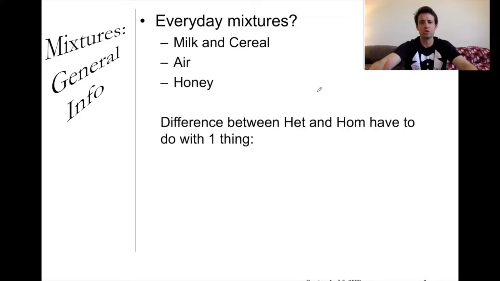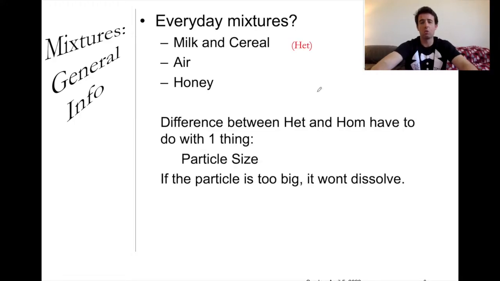Remember, heterogeneous, we said, was something that's chunky, whereas something like air is going to be homogeneous, because remember, air is smooth. Chunky is heterogeneous; homogeneous means smooth. Lastly, honey. Honey's got some water and some sugar, so that's going to be homogeneous as well, because once again, honey is smooth.